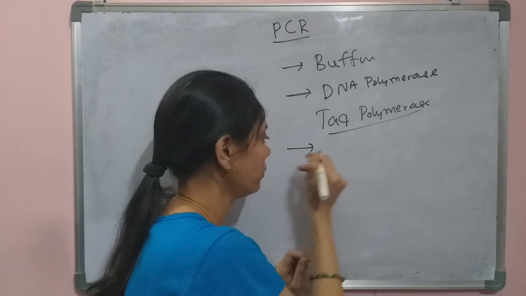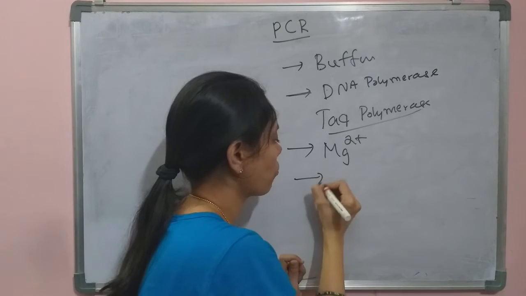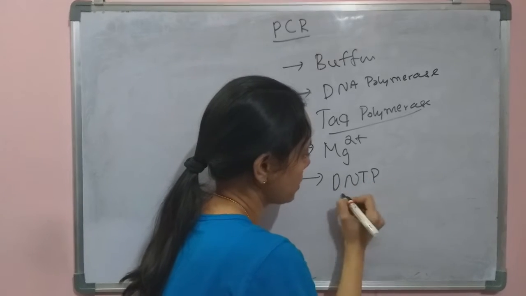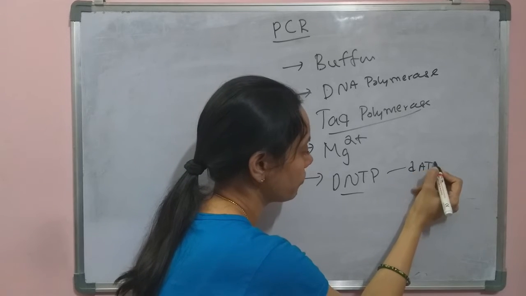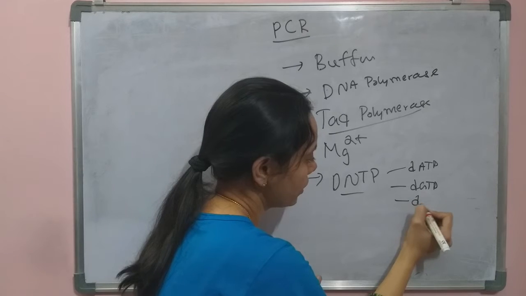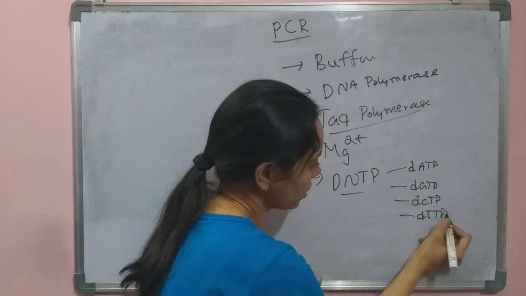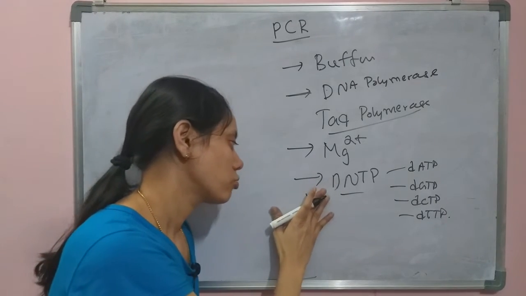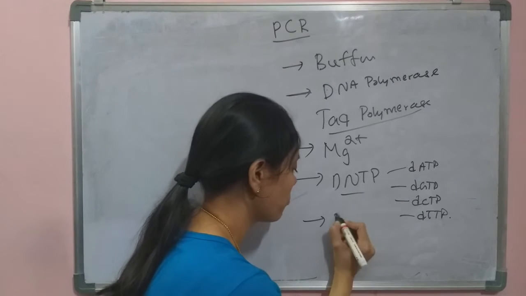And coming to the others, we need Mg2+ ions. These are the cofactors, and dNTPs. dNTPs are the building blocks. We have dATP, dGTP, dCTP, dTTP in our mixture of dNTPs. So we are going to add the dNTP mixture and primers.